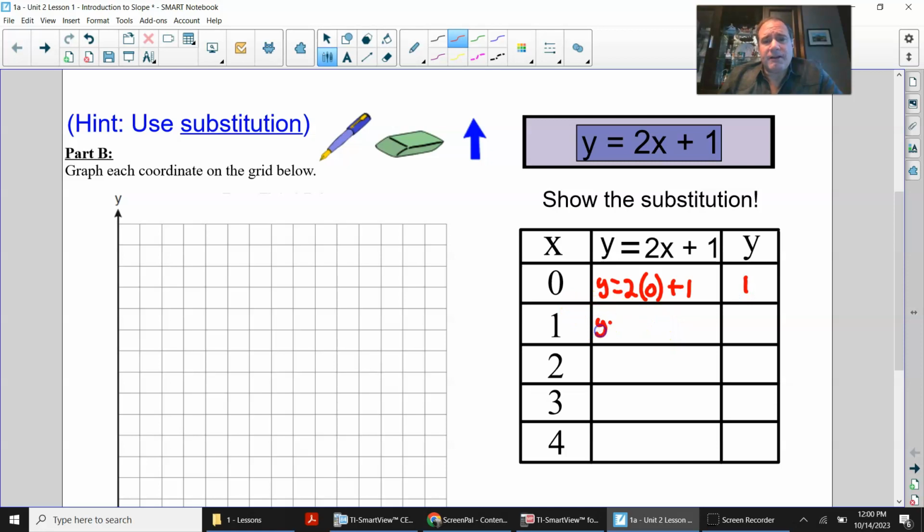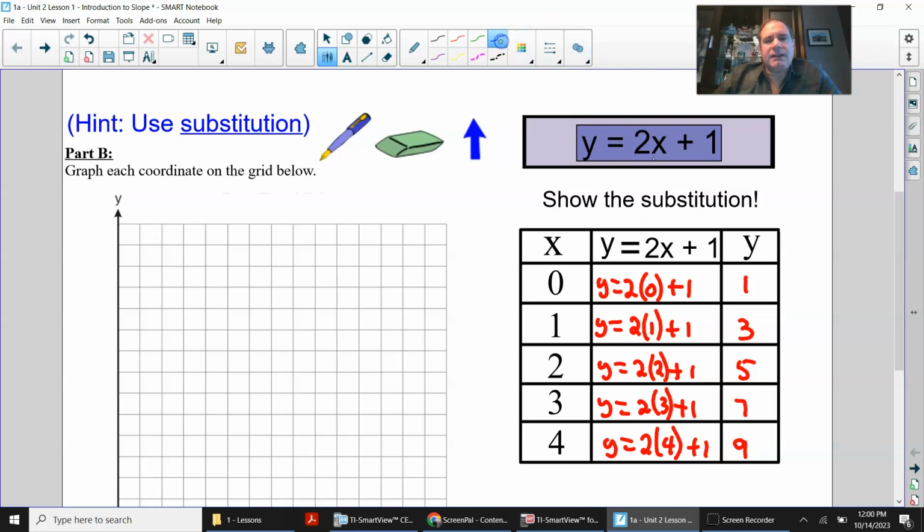So then we're going to have y equals, we're going to substitute 1 this time as the x, the input. 2 plus 1 is 3. And then y equals 2 times 2, which is 4, plus 1 is 5. And we're going to keep on going, substituting 3 in this time and getting 7. And then y equals 2 times 4, which is 8, plus 1 is 9.